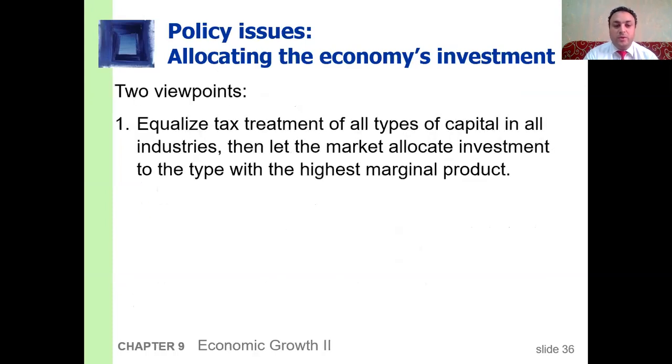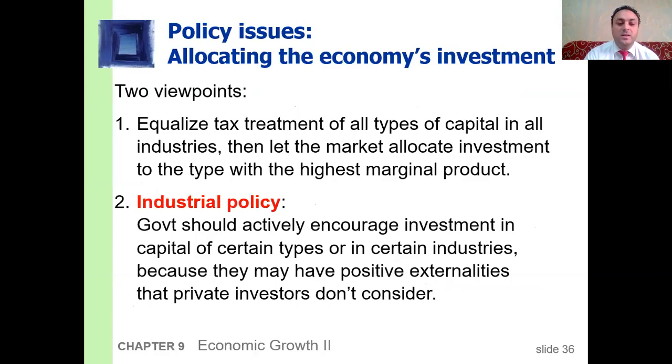There are two viewpoints. One, to equalize tax treatment of all types of capital in all industries, then let the market allocate investment to the type with the highest marginal product. And the other is industrial policy, as government should actively encourage investment in capital of certain types or in certain industries, because they may have positive externalities that private investors don't consider.